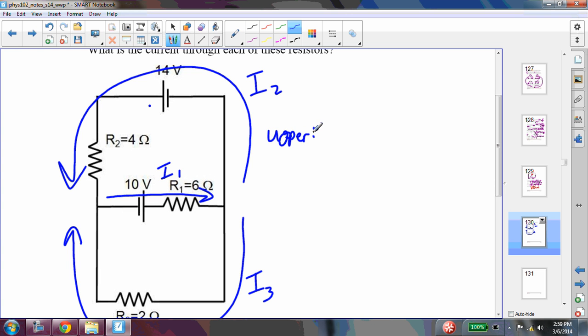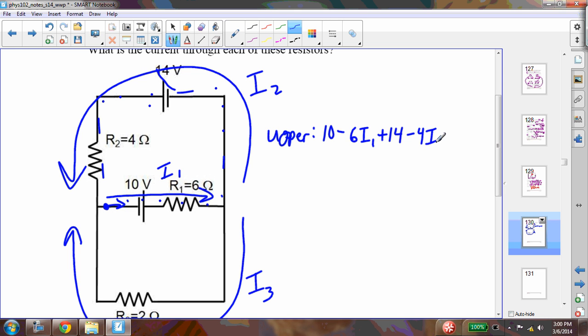The upper loop, and I'm going to start here and go in this direction through the circuit with the current, and then I'll follow through doing the potential difference for each of these. So this is going to be 10 volts minus 6I1 plus 14. That's up here. I've come up here, I'm gaining energy. Minus 4I2. And that's equal to 0.